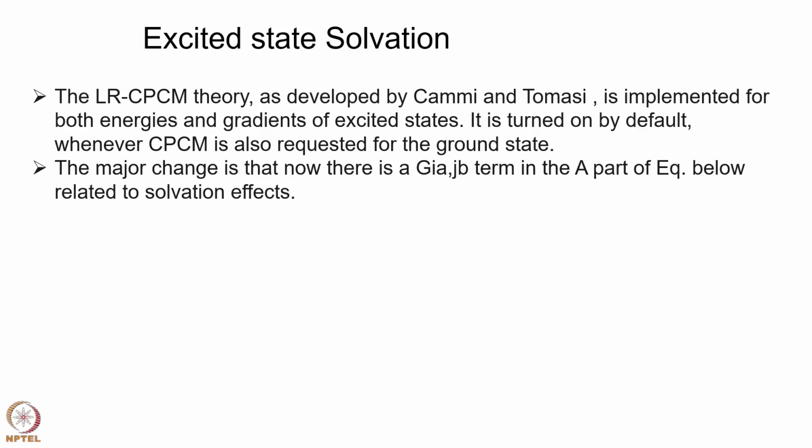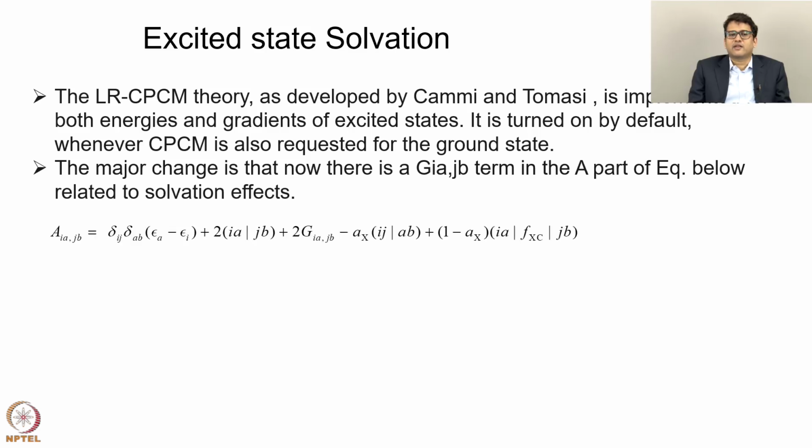So, the excited state calculation can be done both in a linear response and state specific way. In ORCA, the TDDFT and the CIS calculations are generally treated by the linear response CPCM as developed by Cammi and Tomasi, and is implemented both for energy and gradients of excited state, and this is what is turned on by default whenever CPCM calculation is also requested for the ground state. So, the major change is that with the addition to the CIS or TDDFT term, there is this additional G term which comes due to the solvation correction, which is defined like this.